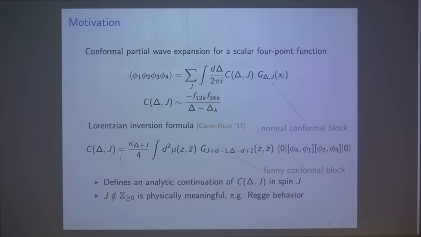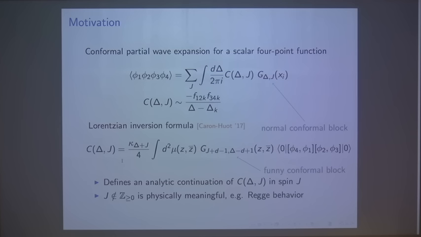So last year, Simon Caron-Huot derived a very interesting inversion formula for this expansion, which expresses c(delta, J) as an integral of a particular double commutator against the conformal block. And notice that this conformal block has a funny feature: it has scaling dimension and spin swapped compared to the usual block. The most interesting feature of this formula is that it defines an analytic continuation of c(delta, J) in spin J, and therefore also these quantities which enter in this definition.